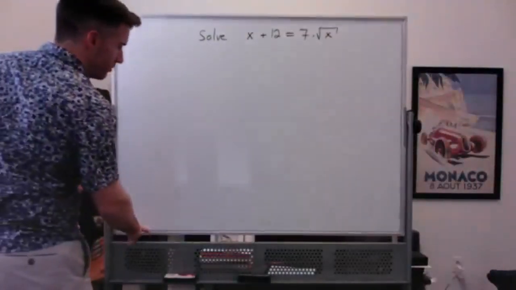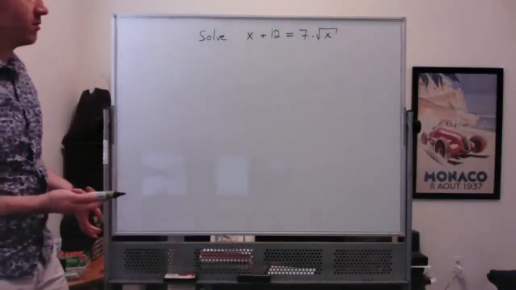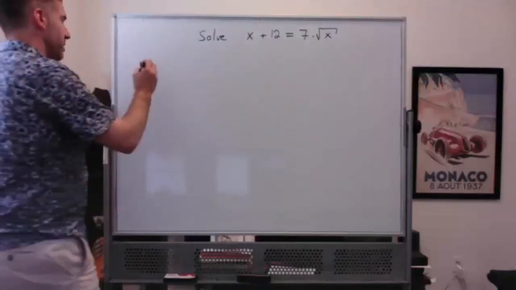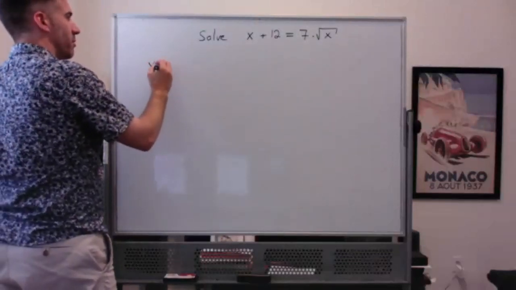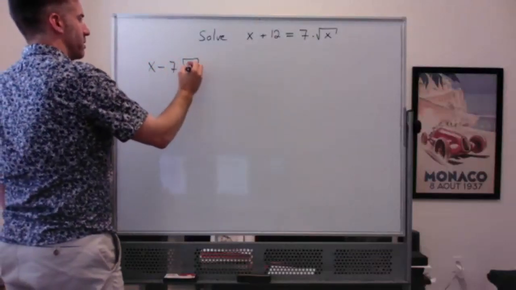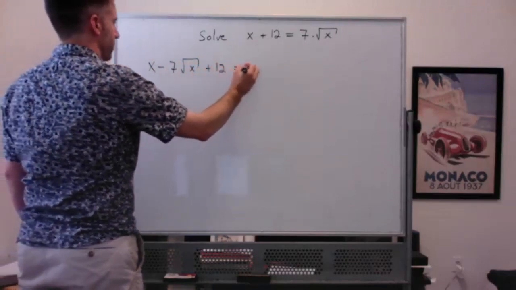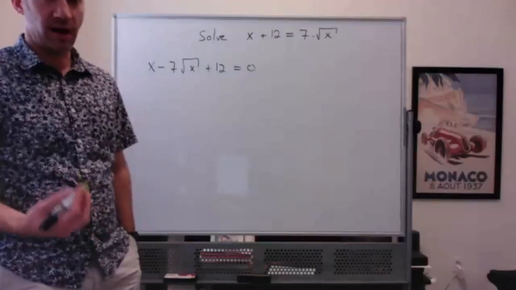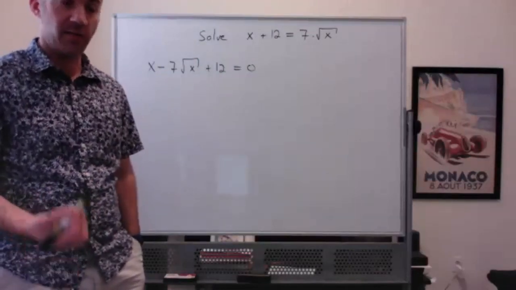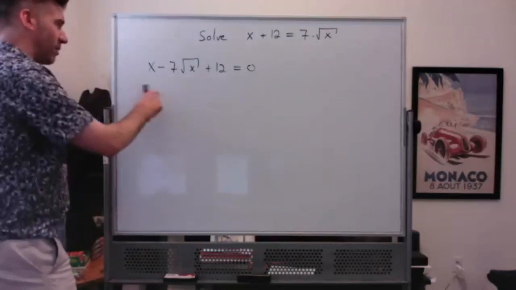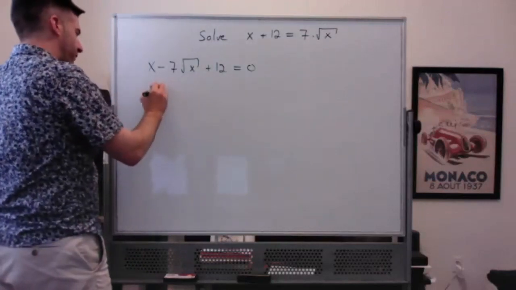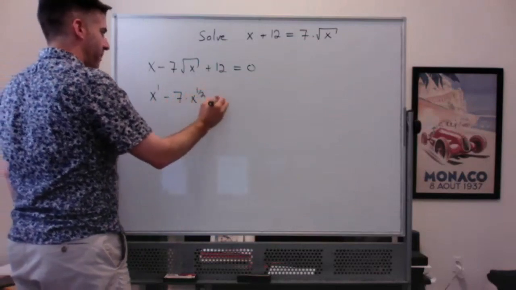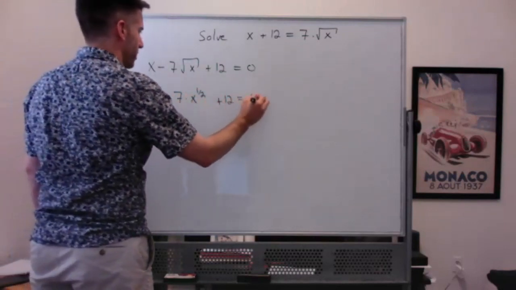So let's look at the next one. First of all, before I do anything, I should bring everything to one side. So I'm going to write it as x minus 7 root x plus 12 equals 0. And you typically want to write these always so that the powers of x are descending in power from highest to lowest. So I'm going to rewrite this as x to the 1st minus 7 times x to the 1/2 plus 12 equal to 0.